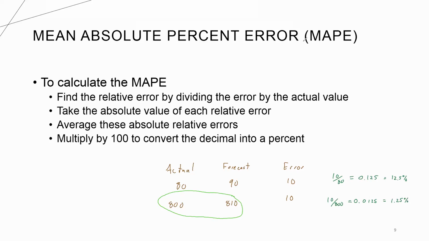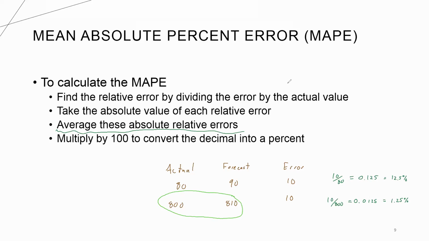So this MAPE idea says we're going to take our errors, we're going to take the absolute value. So if there were negatives, we would drop them. And then we're going just like MAD, right? So same starting point. We take the absolute value, but then we convert them to percentages by dividing by the actual value to see what percentage error we had. And then we can average those percent errors.